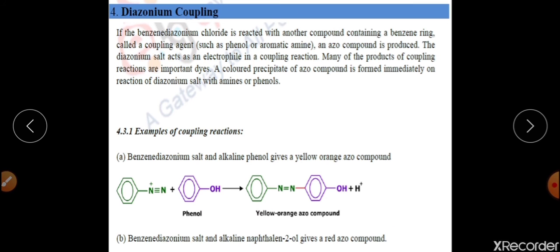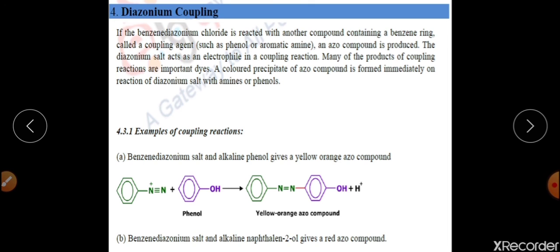Now we will come to another important category, that is the diazonium coupling reaction. Different kinds of dyes are being synthesized by using this particular category of reaction, that is called the diazonium coupling reaction, in which we generally use benzene diazonium salt, and that benzene diazonium salt is allowed to react with phenolic compounds, or with aromatic compounds containing a nitrogen group attached to them.